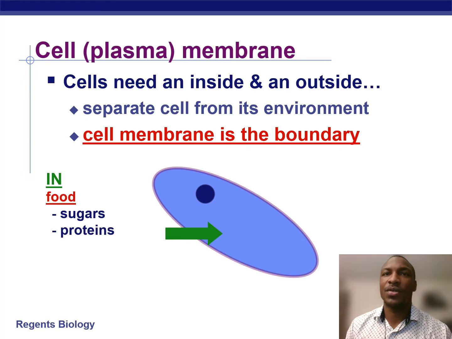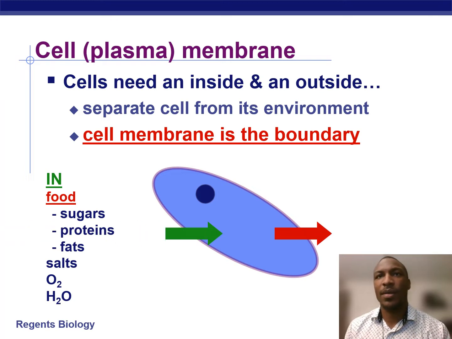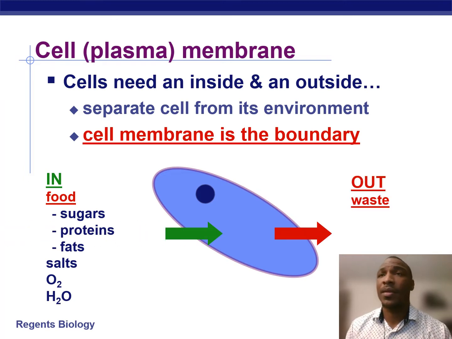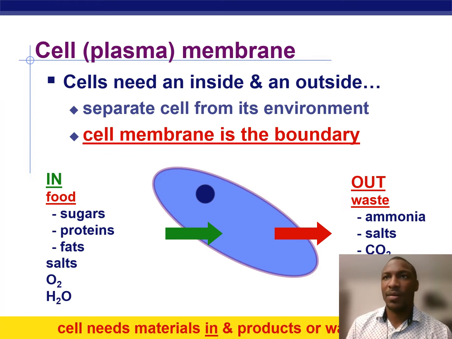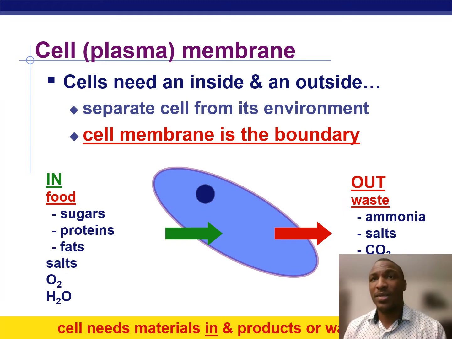So as you point to it, this is our inside: food, sugars, proteins, fats, salts, oxygen, water. Then we have our outside: waste, ammonia, which is also the same thing that can be found in your pee and your waste, salts, carbon dioxide, and so on. So cell membranes need material in and products or waste out.